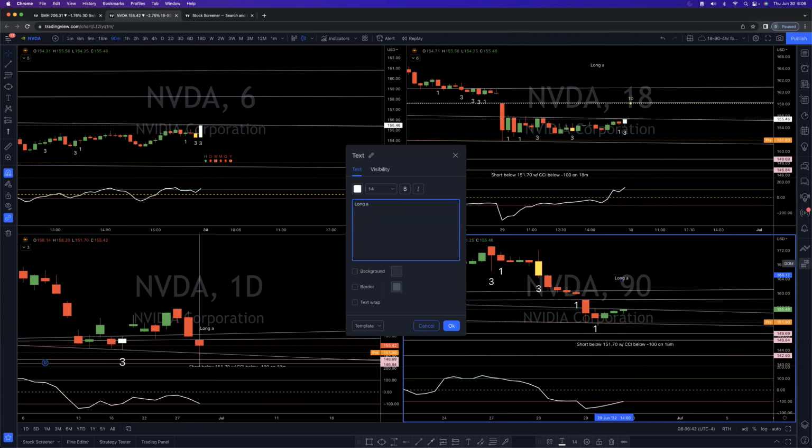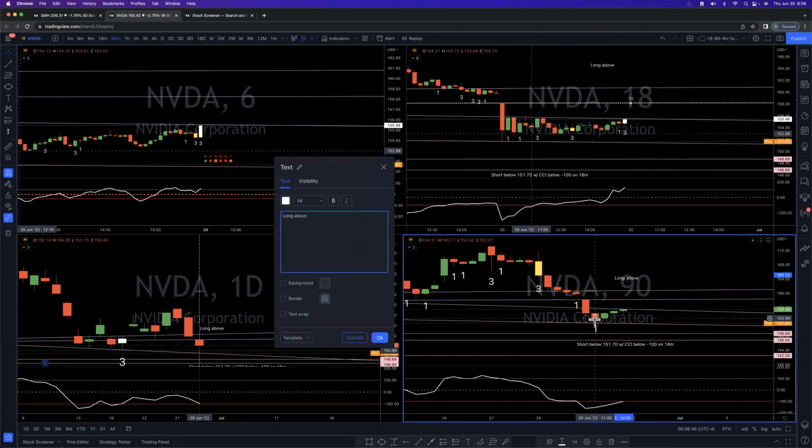All right, and we're going to go long above this high, which is 155.77. So we'll call it 156 with CCI above plus 100 on 18-minute.